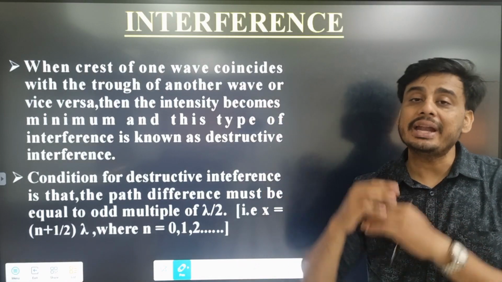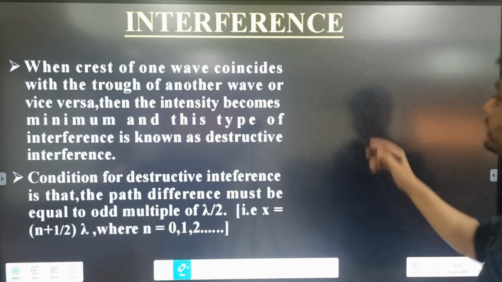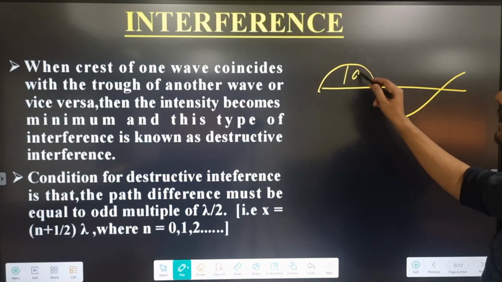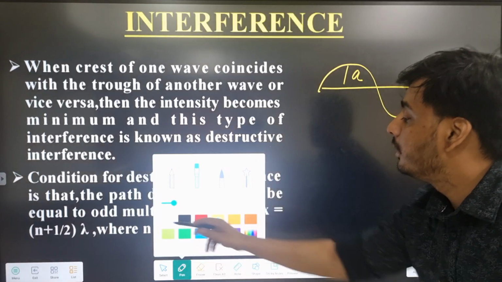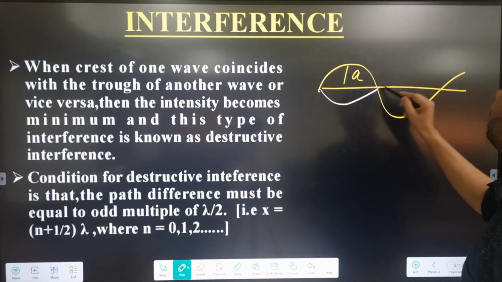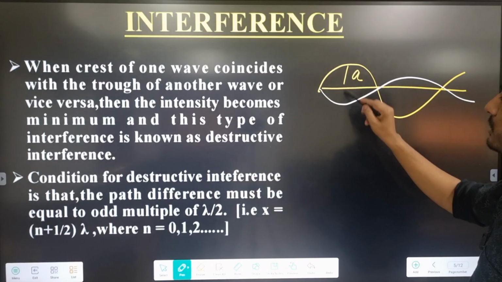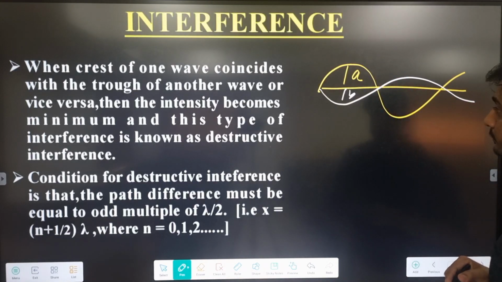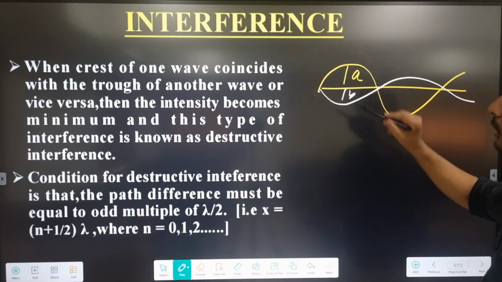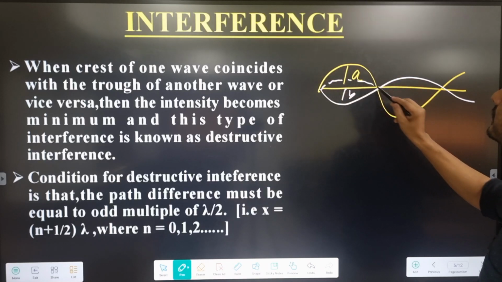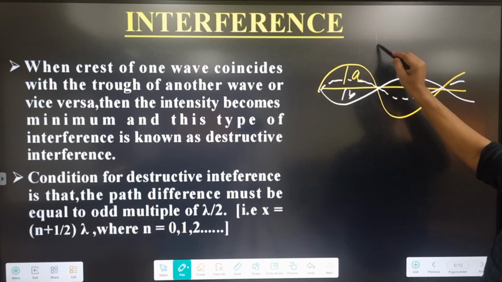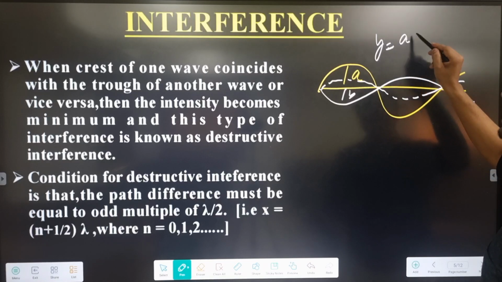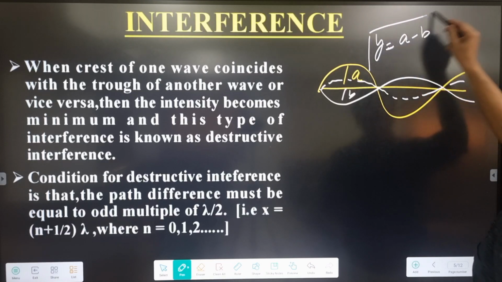One positive side, one negative side. This is said to be destructive interference. If the first wave is like this, where amplitude is A, and another wave is there which overlaps destructively, B, then you can see both are in opposite direction. So this is A, this is B. So their resultant will be like this. This is the resultant. Let's mention the resultant as Y. So the resultant amplitude will be A minus B.